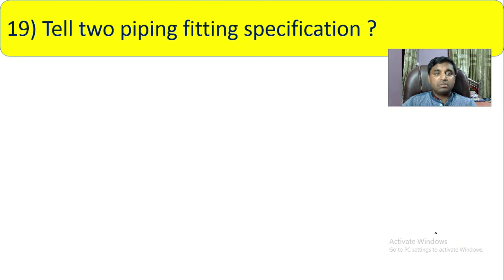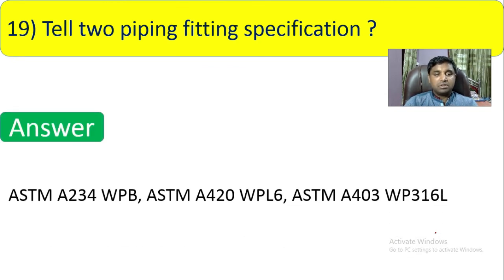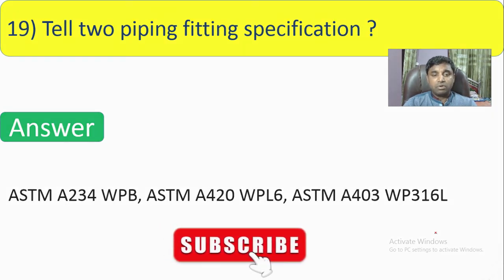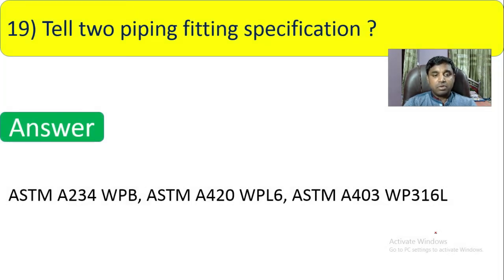Question number 19, the piping fitting specification for a tee. So answer is ASTM A234 WPB. You have to keep this type of specification in your mind, because sometimes the client or interviewer is asking, and it is not easy, but you have to remember ASTM A234, ASTM A420, ASTM A403. So minimum you have to tell this, and you have to tell these also.